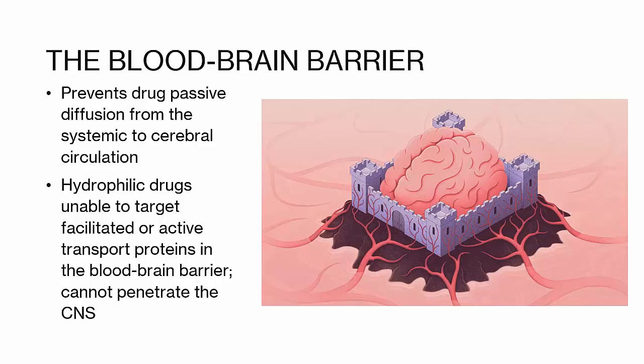Therefore, drugs designed to act in the central nervous system must either be sufficiently small and hydrophobic to traverse biological membranes easily, or use existing transport proteins in the blood-brain barrier to penetrate the central nervous structures. Hydrophilic drugs that are unable to target facilitated or active transport proteins in the blood-brain barrier cannot penetrate the central nervous system.